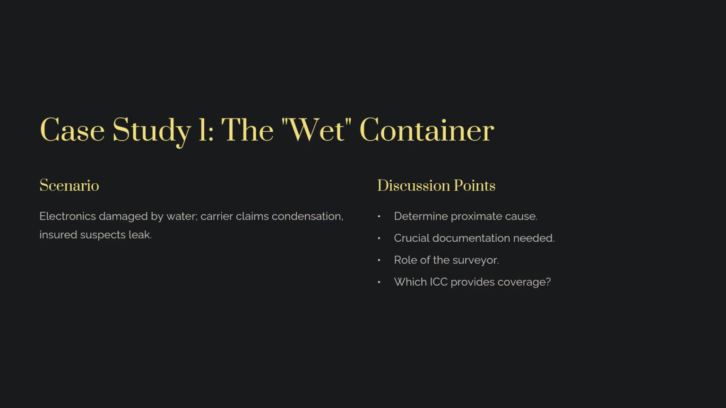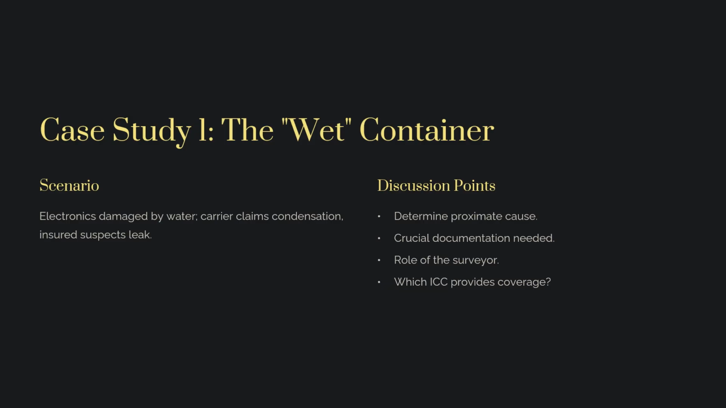Imagine this scenario. You have shipped a container full of valuable electronics, and when it arrives, you find everything inside is damaged by water. The shipping company, the carrier, says the damage was caused by condensation, basically moisture naturally building up inside the container, which they might call inherent vice, meaning a natural problem with the core goods themselves. But you, as the insured, suspect there was actually a leak in the container.